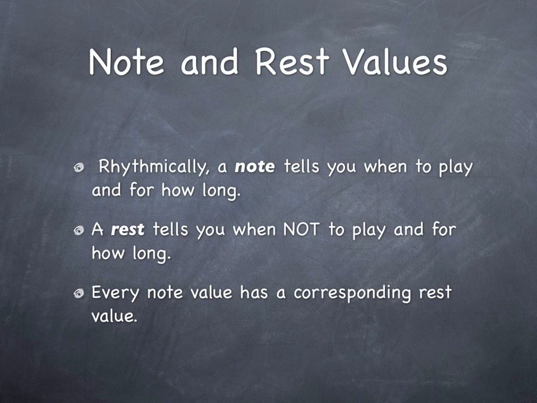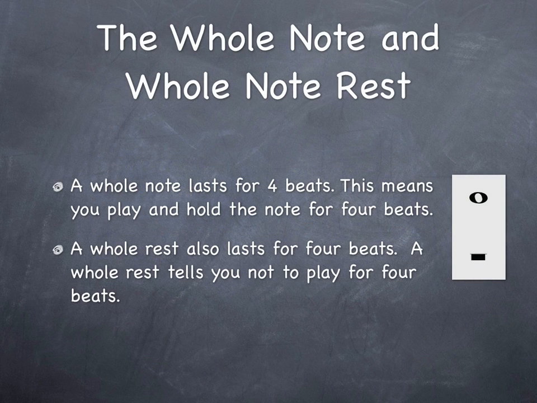So let's take a look at some of the symbols that we use on the staff. These are note and rest values. Rhythmically, a note tells you when to play and for how long to play, and a rest tells you when not to play or how long you shouldn't be playing. And every note that you'll see also has a corresponding rest of the exact same duration. So the first note we're going to look at is called the whole note, and its corresponding whole note rest.